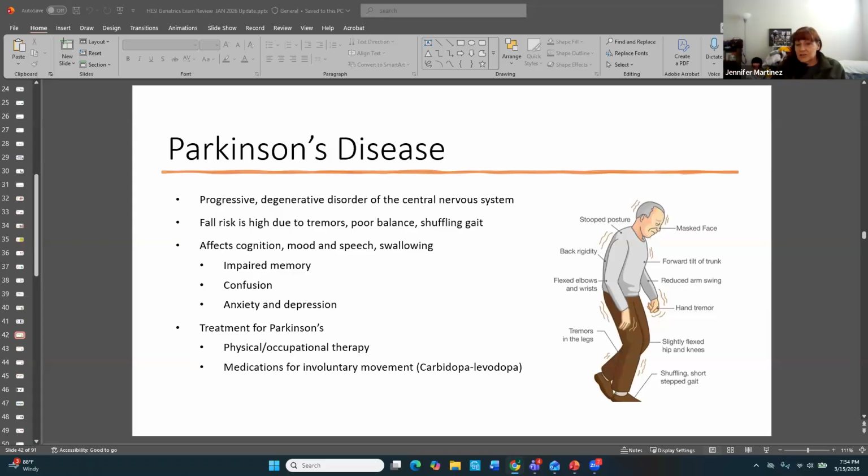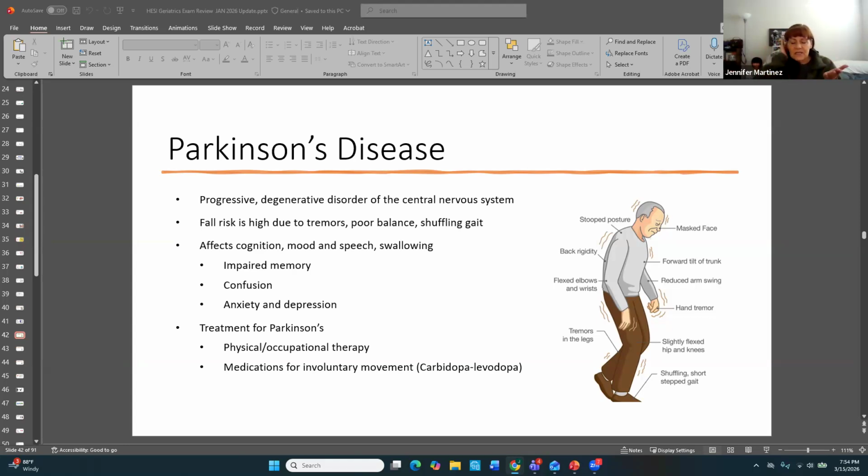It also affects the cognition. So dementia is very common in our Parkinson's patients. So impaired memory, confusion, anxiety and depression. And so we look at treatment for Parkinson's.